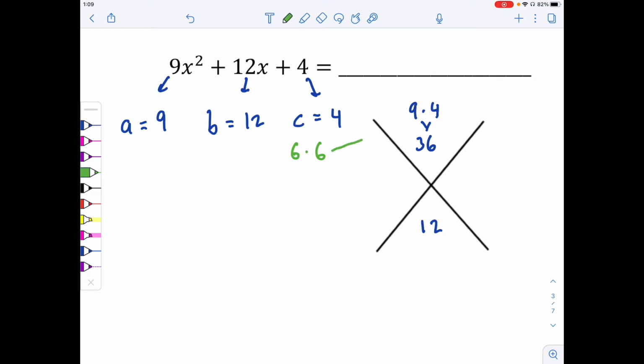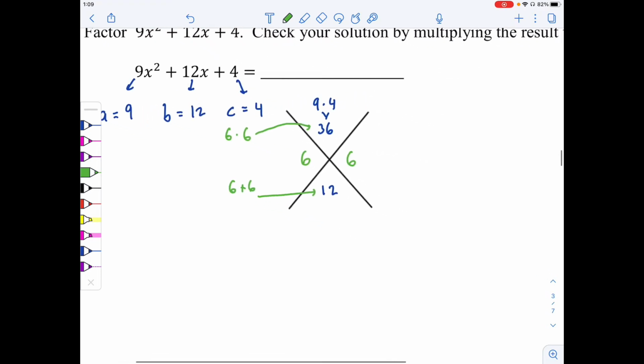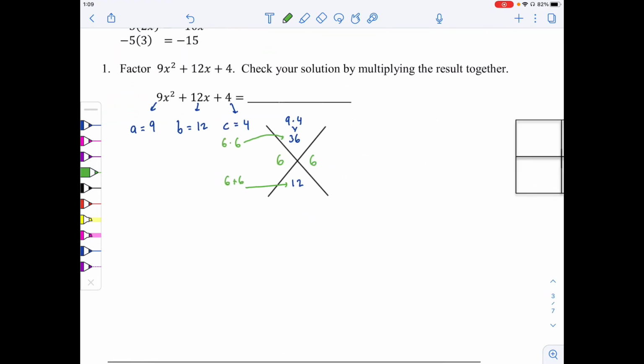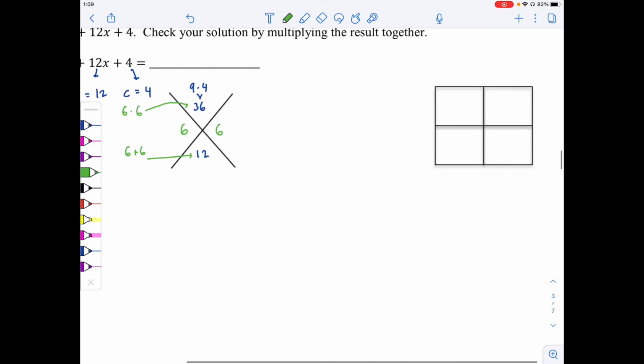Right, so 6 times 6 is 36. 6 plus 6 is 12. So 6 and 6 are our two numbers. And we'll write it in our box.